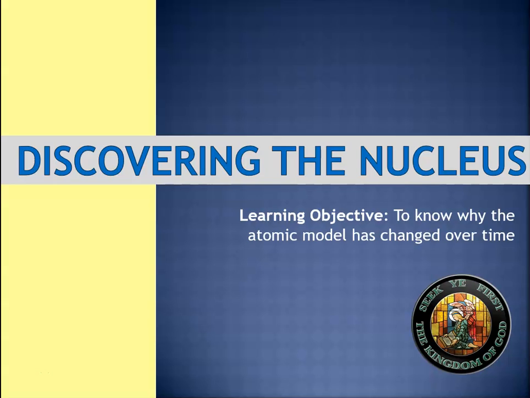This is the second lesson of the physics topic Atoms and Radiation. Title: Discover the Nucleus, and your learning objective today is to know why the atomic model has changed over time. If you could pause the video and write that down as your title.